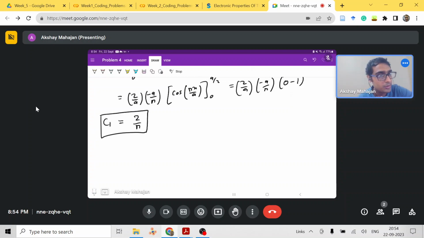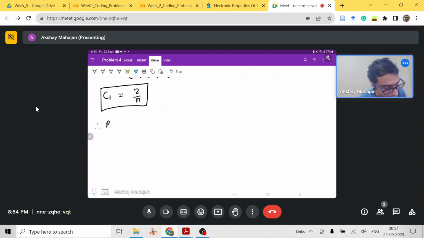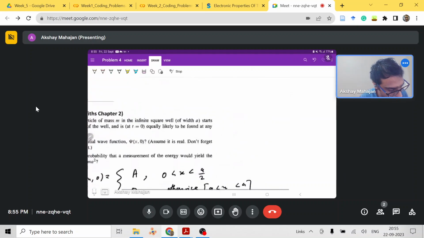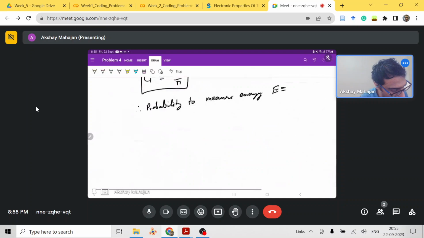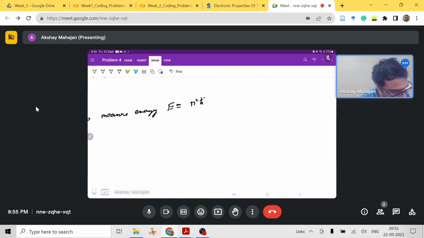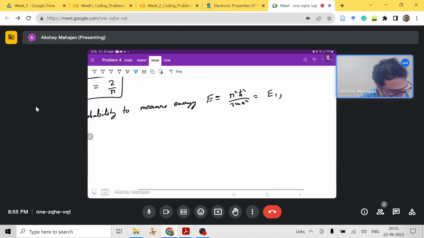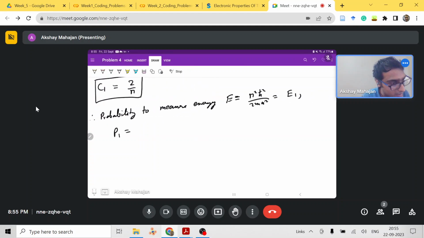Therefore, the probability to measure energy E, pi square h square by 2m square, which is basically 2e1, that is given by the probability p1, that is given by mod of c1 square, which will be equal to 2 upon pi whole square, which is equal to 0.4053.